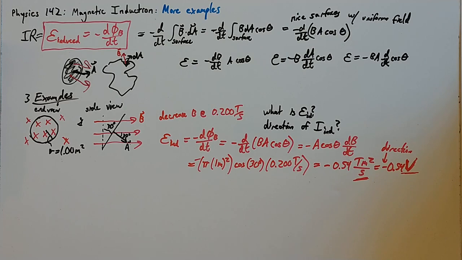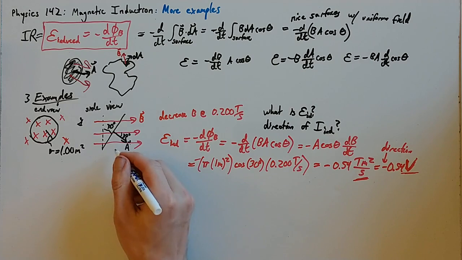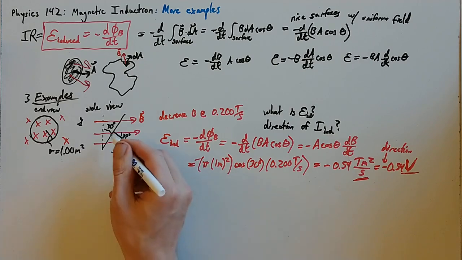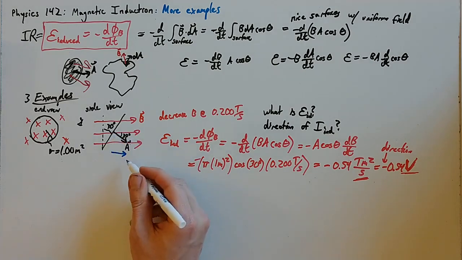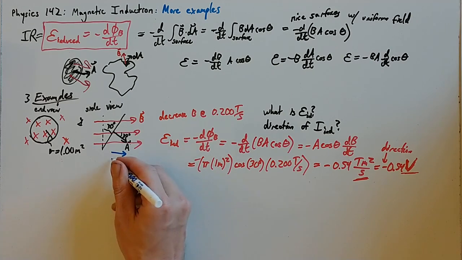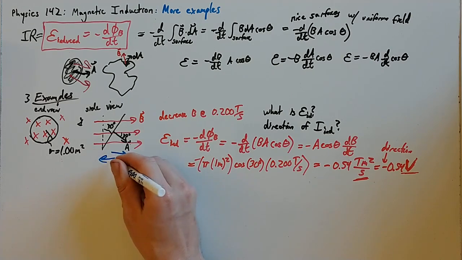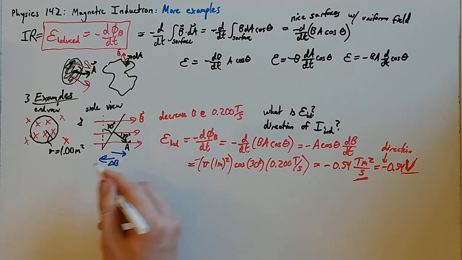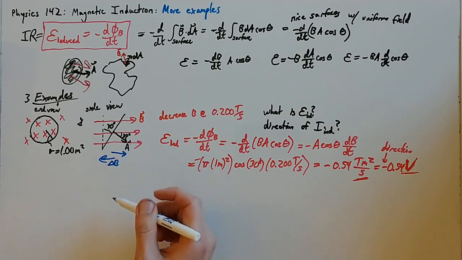So, let's think about what's going on here. Our magnetic field is decreasing. The magnetic field is this way, that's the direction of our magnetic field, but it's decreasing. So if it's decreasing, that means the decrease, or delta B, is going to be this way. If it's decreasing, that's opposite the field.